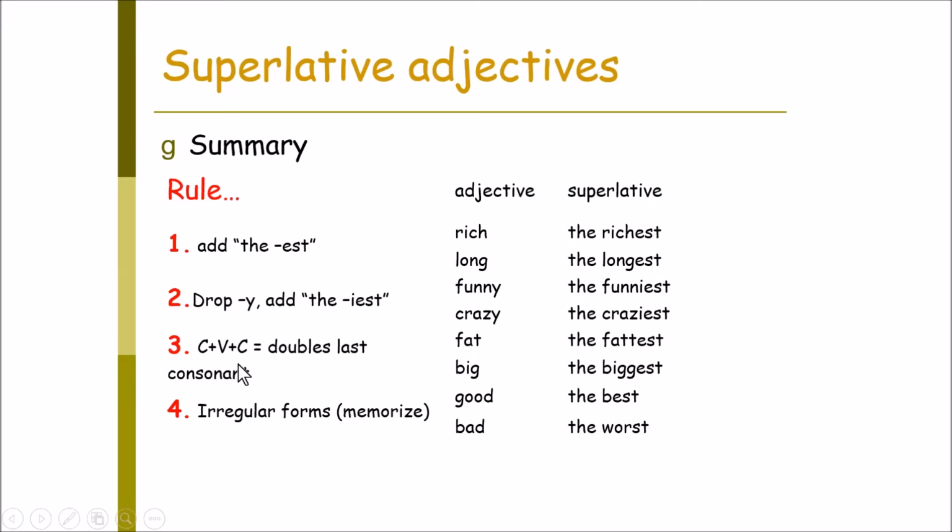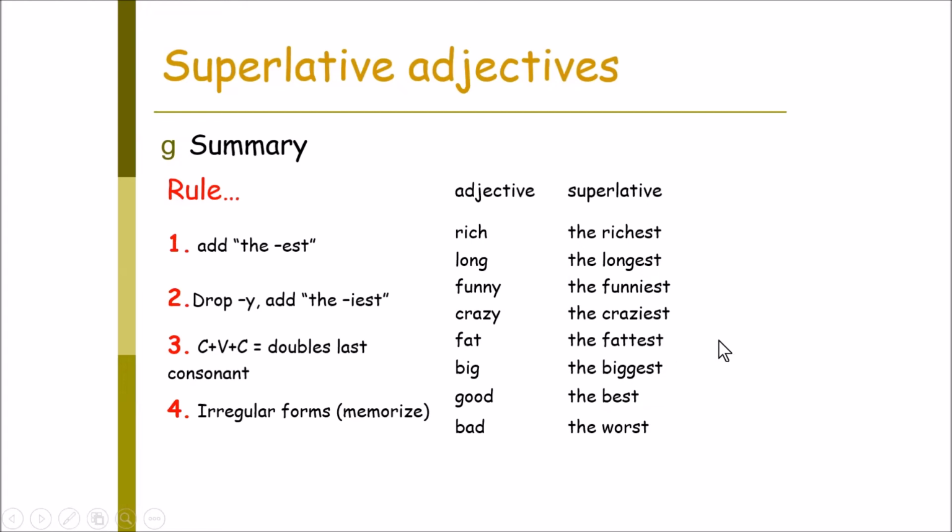The third rule is when you have consonant, vowel, consonant pattern in the adjective at the end. You have to double the last consonant, in this case letter T, and in this case letter G. So the superlative form of fat is the fattest, and the superlative form of big is the biggest. And the last one, you have to memorize these adjectives in their superlative forms. So the superlative form of good is the best, and the superlative of bad is the worst.